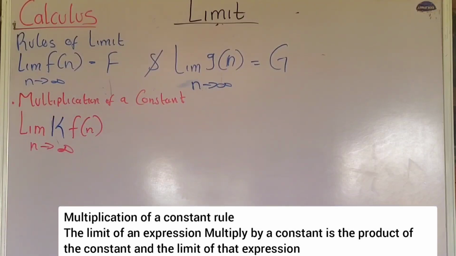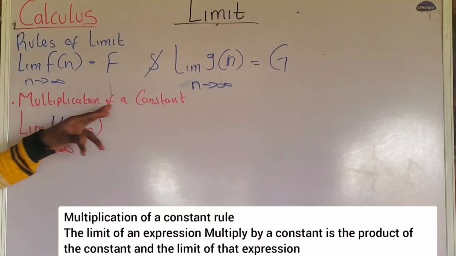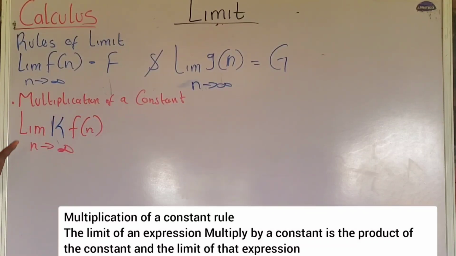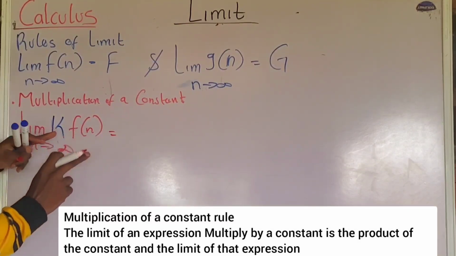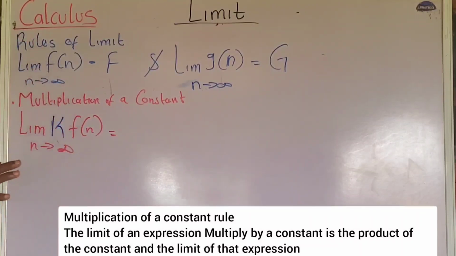Let's say we are asked to take the limit of a function that looks like this. Now, k is a constant and f(n) is a function. You get what I'm trying to say? We are asked to take the limit of this kind of function according to the multiplication of a constant rule of limit. The limit of an expression multiplying a constant is equal to, please pay attention, the product of the constant and the limit. That is, when you take the limit of this function, the value that you get multiplied by the constant will give us the value of this expression. That is what the explanation is all about.